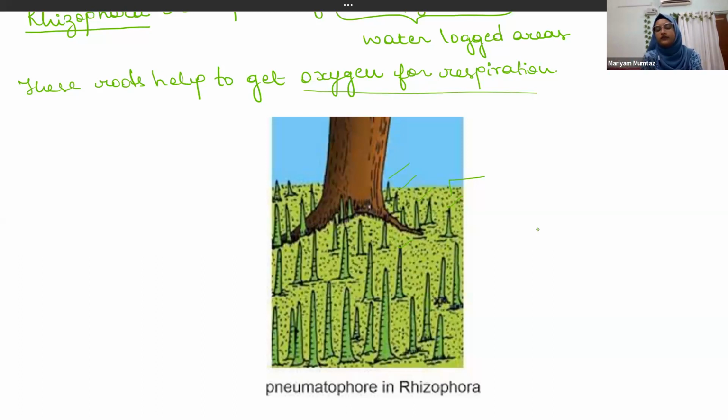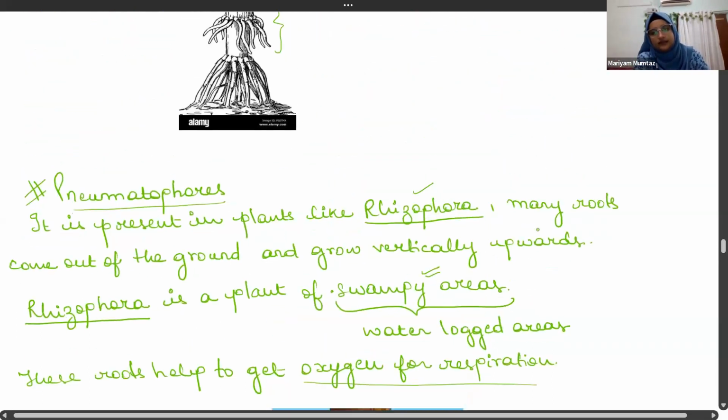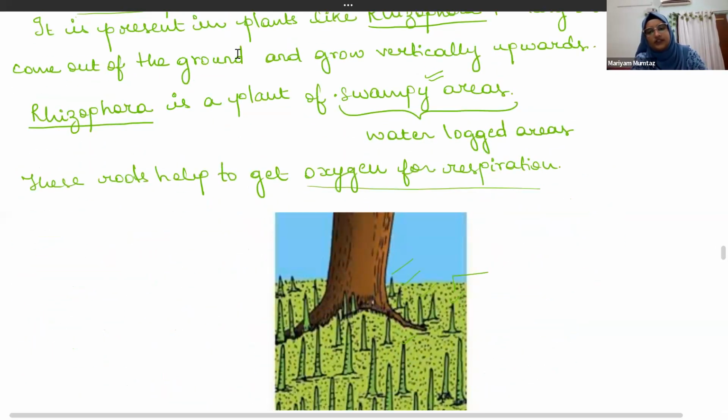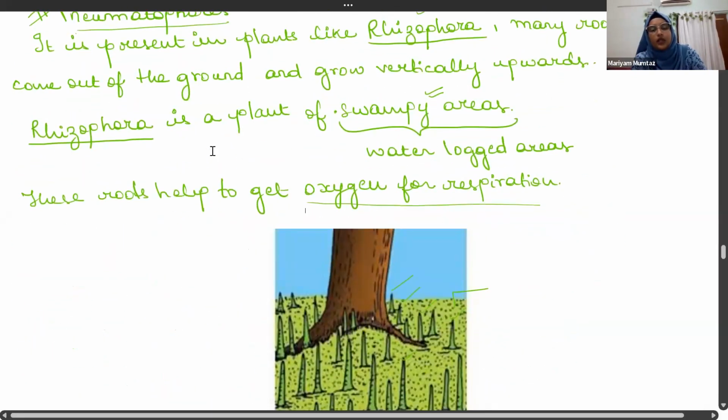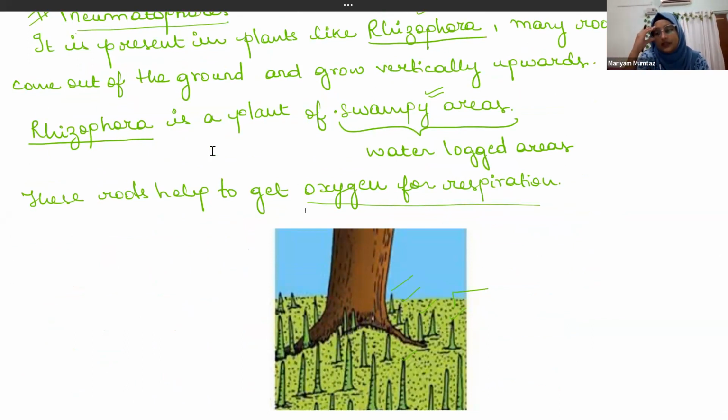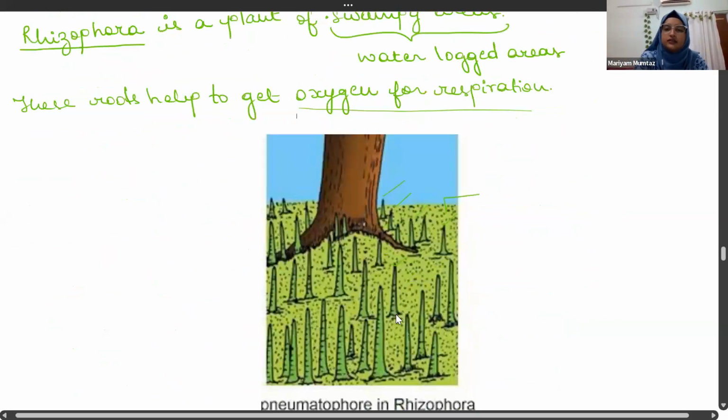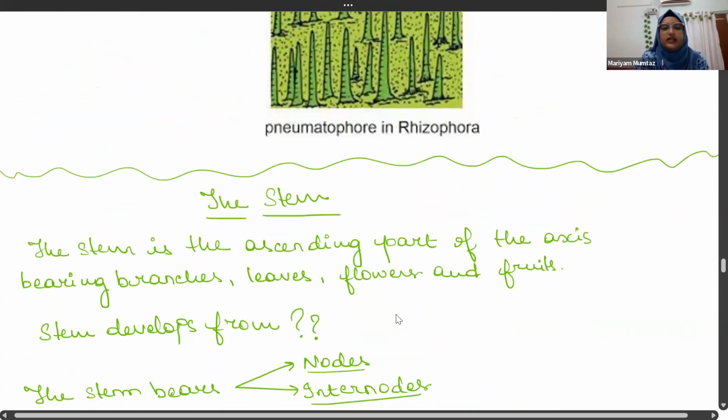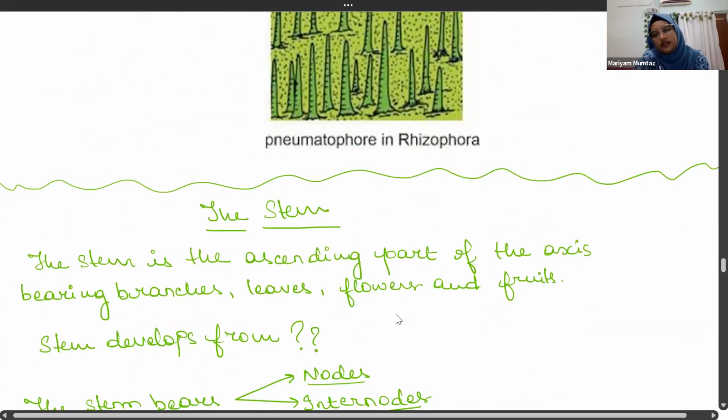And what is the name of this whole modification? Pneumatophores. Yes, pneumatophores. Okay, is this clear? Also tell me, in which plant does this modification occur? Rhizophora. And they grow in what kind of area? Swampy area. And what do you mean by swampy areas? Waterlogged area. Good, very good.